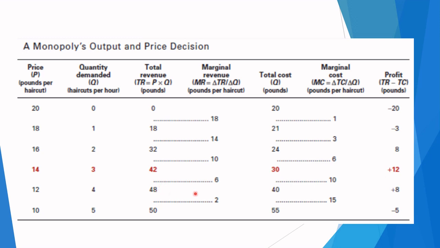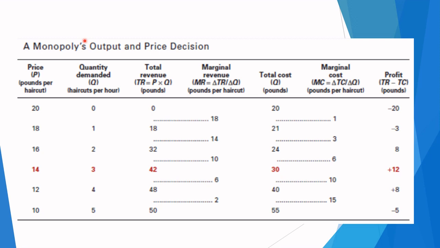When your total revenue is 48 and your total cost is 40, your total profit is 8. When your total revenue is 50 and your total cost is 55, you're again making a loss of £5. So from the profits that we just found, you can see that profit was maximized at a level of output equal to 3 and at a price of 14. This hairdressing salon is making maximum profits when it charges £14 per haircut and provides 3 haircuts an hour.